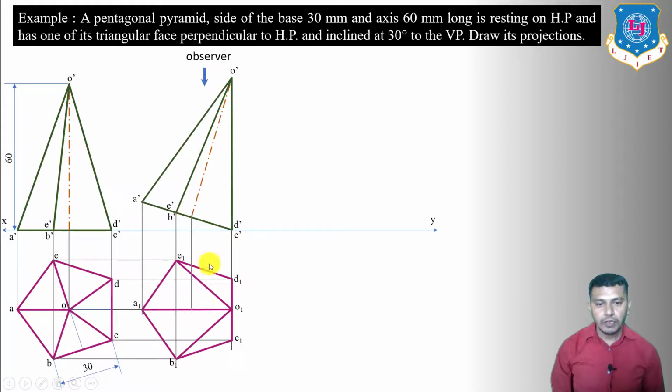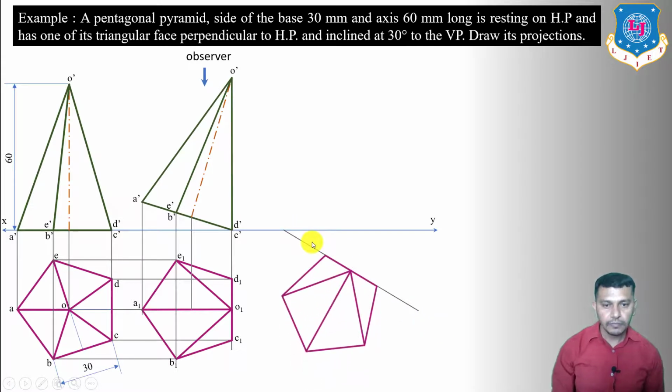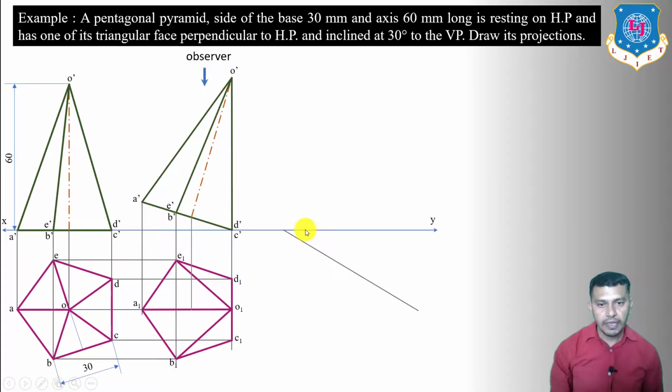Now in the third stage we have to derive the condition with the vertical plane. For that you have to read the statement again. It is resting on HP and has one of its triangular faces perpendicular to HP and inclined at 30 degrees to the vertical plane. Now the triangular face which is perpendicular to HP is inclined at an angle of 30 degrees to the vertical plane. So first of all, we have to draw a line inclined at an angle of 30 degrees to the XY reference line. This angle will be 30 degrees.